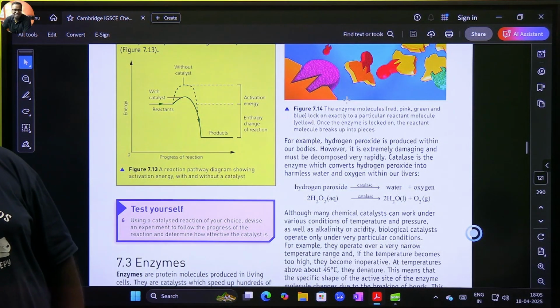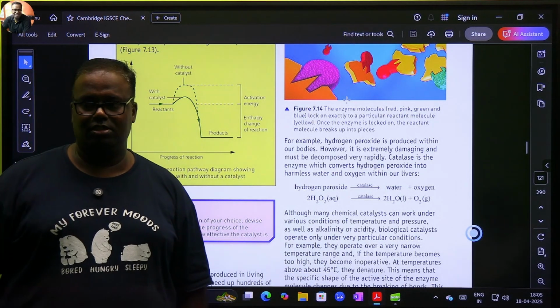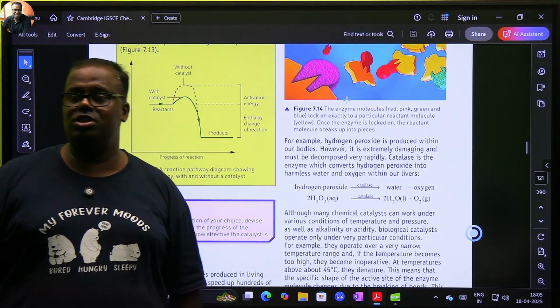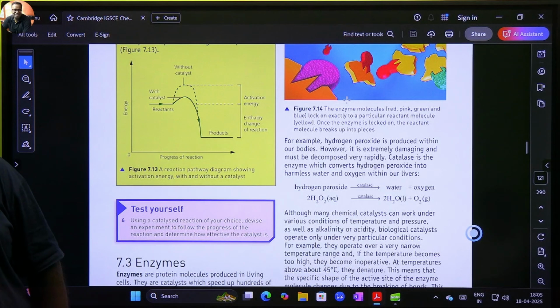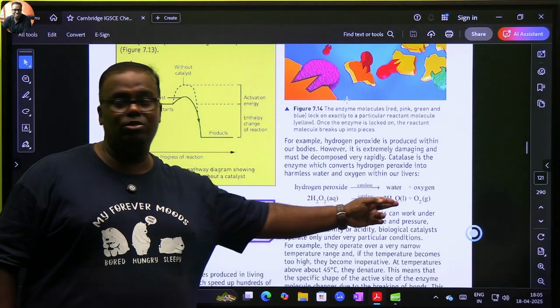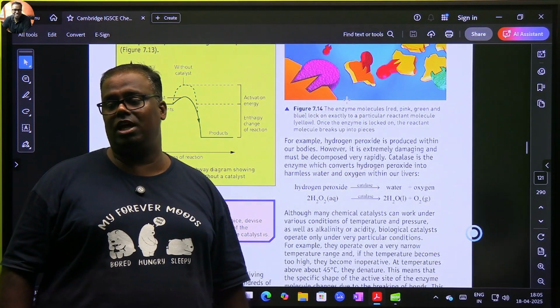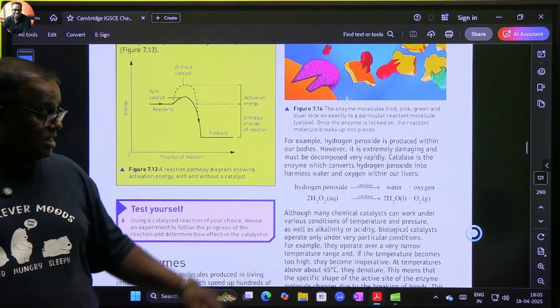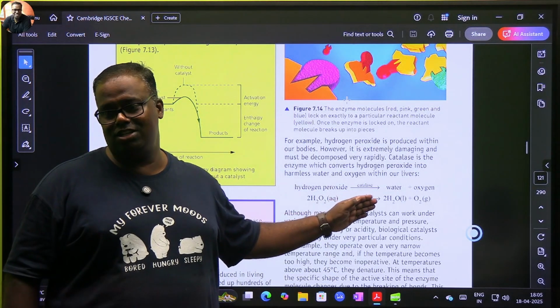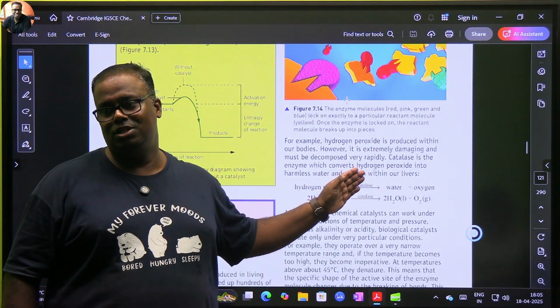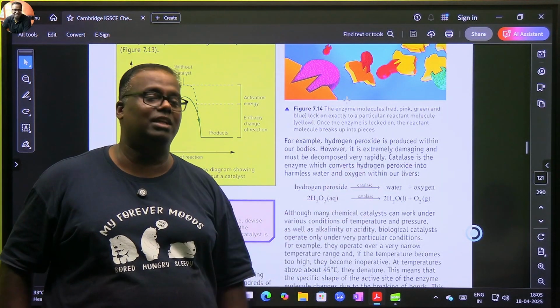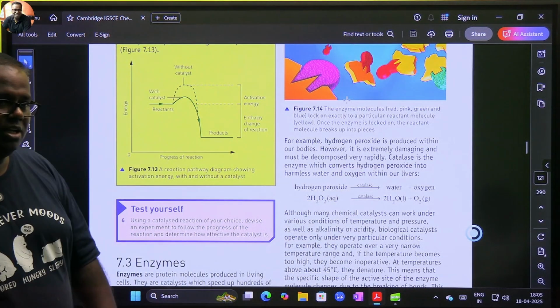Hydrogen peroxide cannot be contained in our body, but the body produces hydrogen peroxide. That means you have to drain it off immediately. How do you drain it? You drain it by breaking it down into 2 products which are acceptable to your body, that is water and oxygen. The same reaction we saw with an industrial catalyst, MnO2, and in your body it is catalase. Are you understanding now? Right.